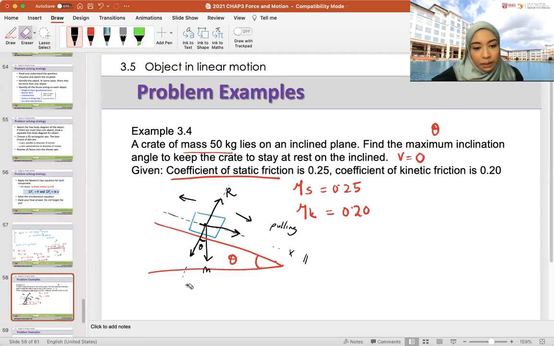So bila kita ada mg, you need to resolve it, especially on an inclined plane. You have to resolve your mg so that you know what is acting in the x and what is acting in the y. So selalunya orang ada mg tapi dia lupa nak resolve, so salah lah. You can't solve your net force in the x and net force in the y. Okay, so I hope everyone is clear on that. That is mg cosine theta, this is mg sine theta. Saya resolve daripada mg.